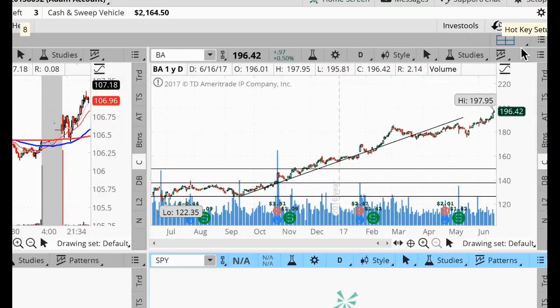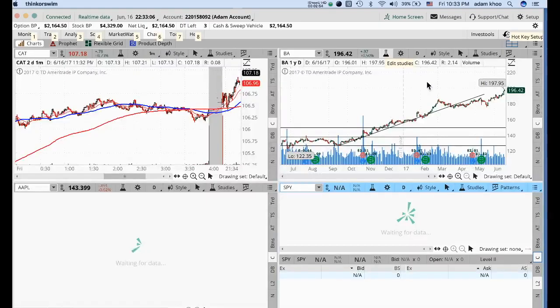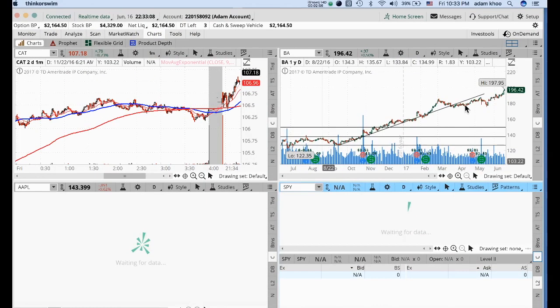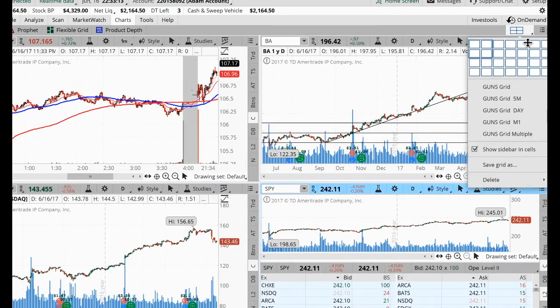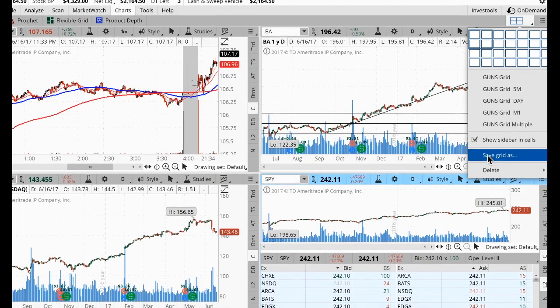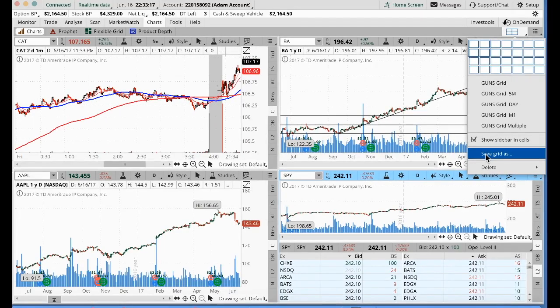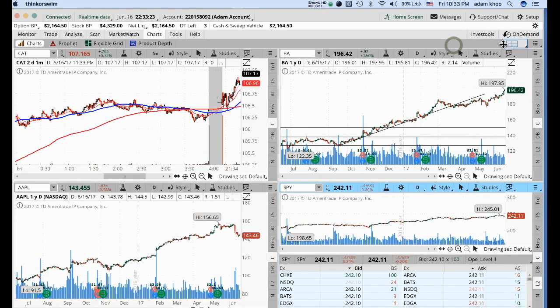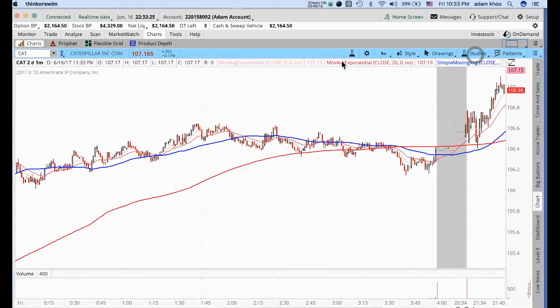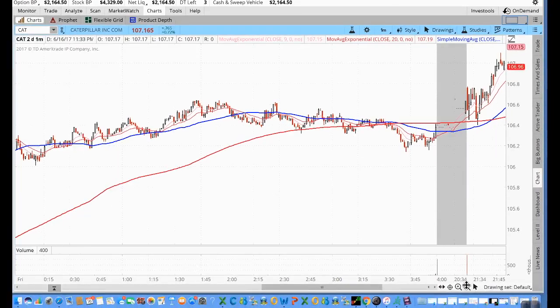If you want, you can save this layout. If you like to see 4 charts at a time, you can click on this and save the grid. We call this a grid, or whatever you want to call it. I've got these save settings over here, which I use more for intraday scalping. For swing trading or investing, we typically look at 1 chart at a time.